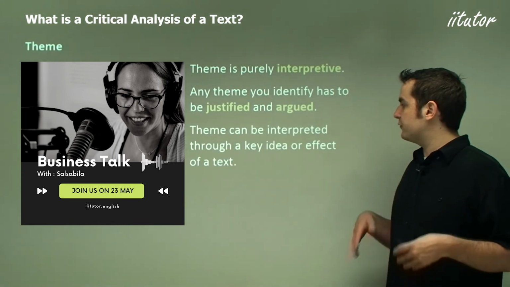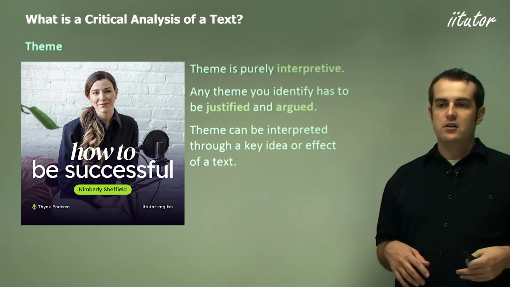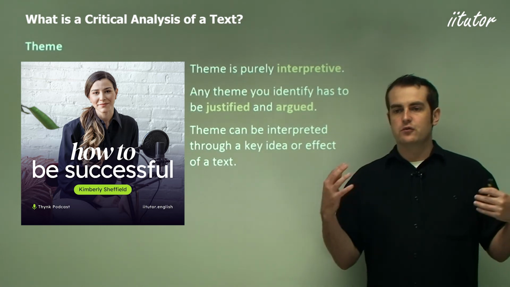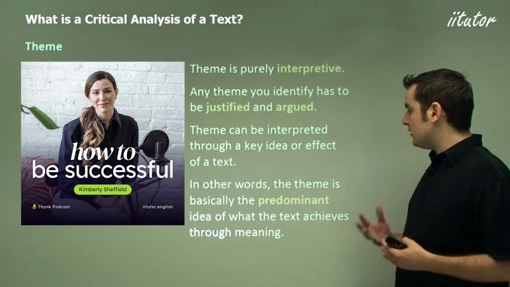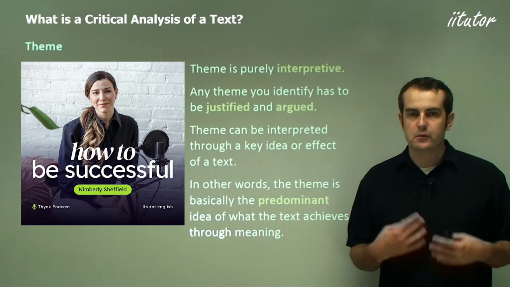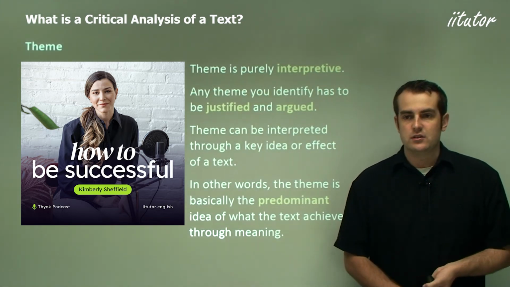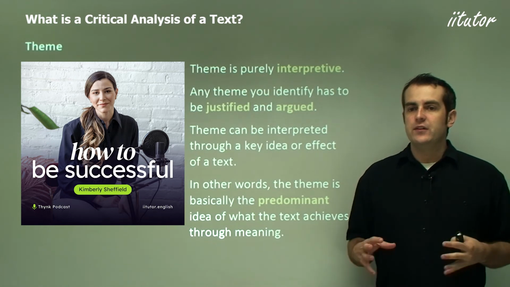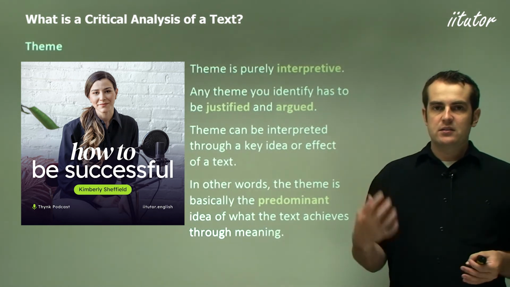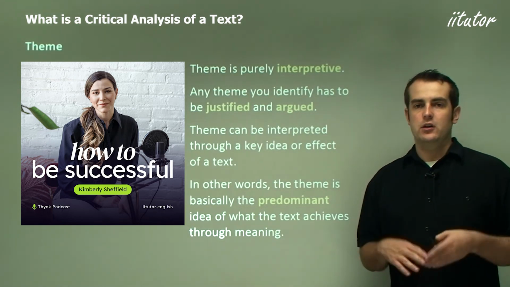Theme can be interpreted as a key idea or effect of the text. So something that goes through, or is the predominant idea of what the text is trying to achieve through its construction, through its characters, and through the language that it uses. Through the combination of all those things, you start to get theme. And it's one of the more integral parts of the critical analysis.